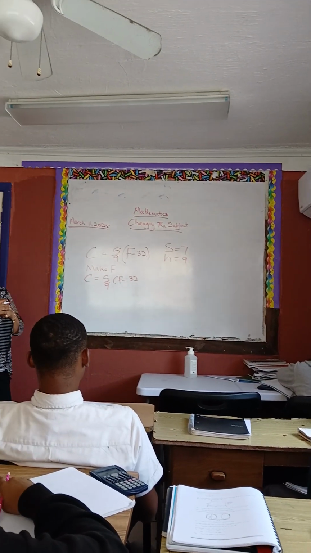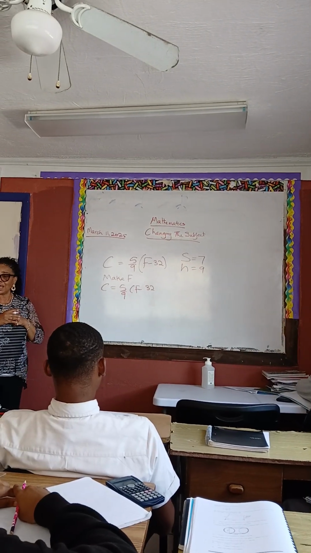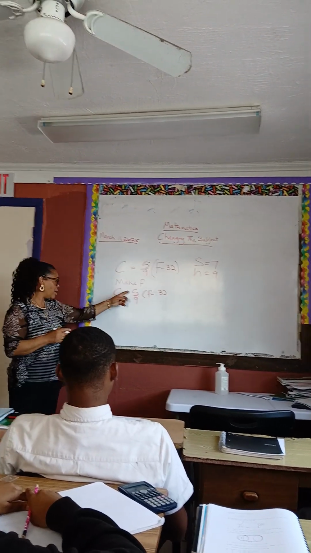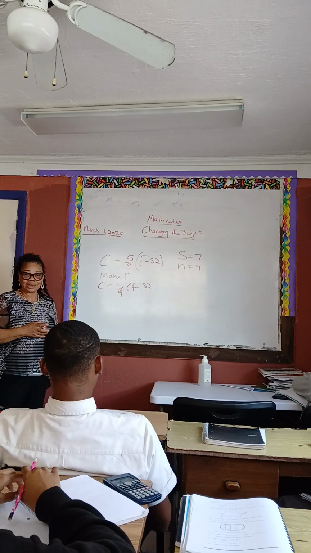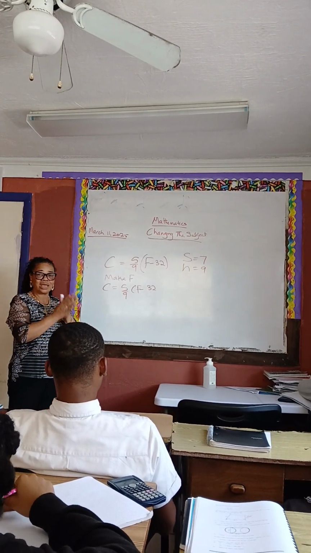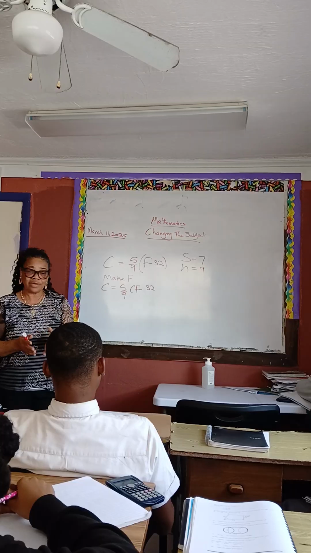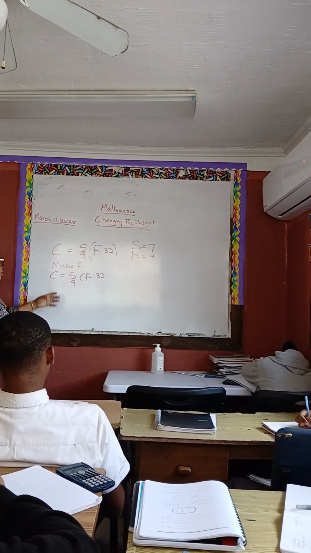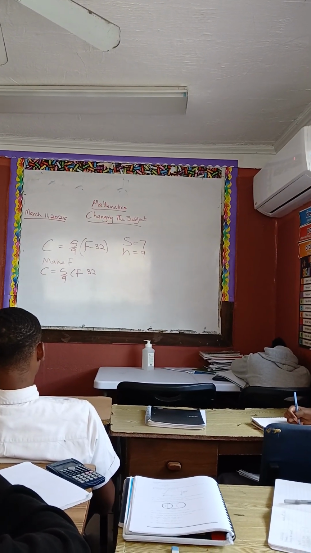It's not 5. I have 5 over 9, not 5. 5 is a completely different number from 5 over 9. 5 over 9 is a fraction. So I have a fraction, 5 over 9. What am I doing with 5 over 9 here?